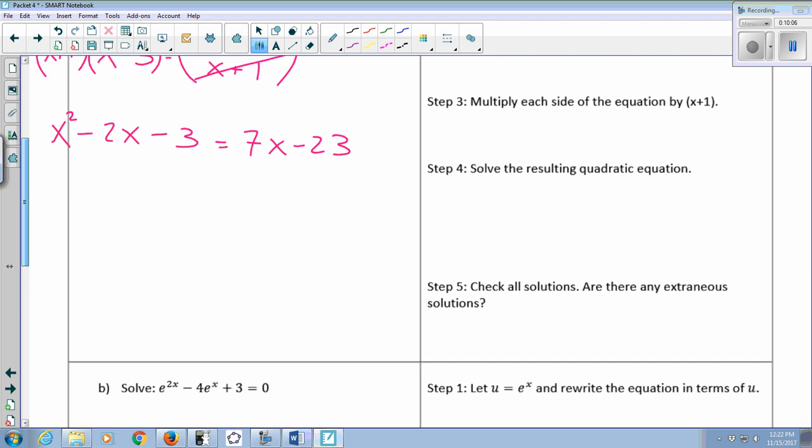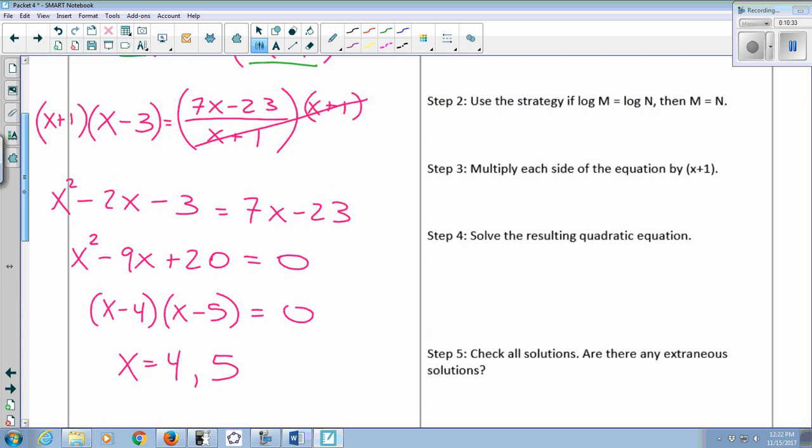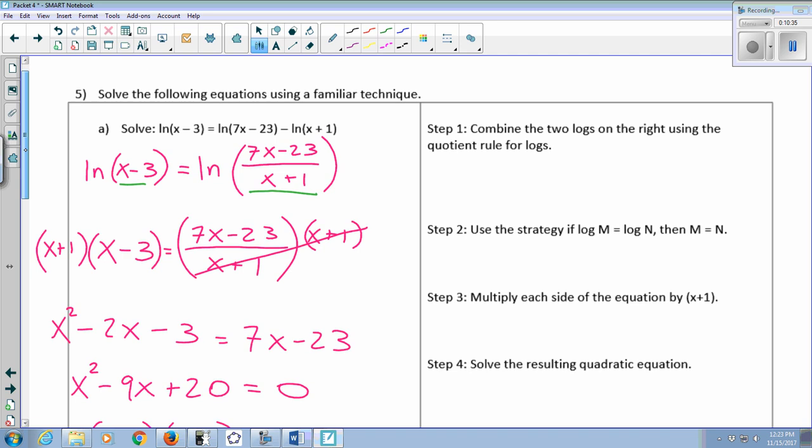So I'm going to put everything on one side. So I have equals 0. x squared, negative 2x minus 7x is minus 9x. Negative 3 plus 23 is plus 20 equals 0. This factors to x minus 4 times x minus 5. So x equals 4 and 5. Now, like I said, especially when you have two solutions, you should go back and check in your original equation.